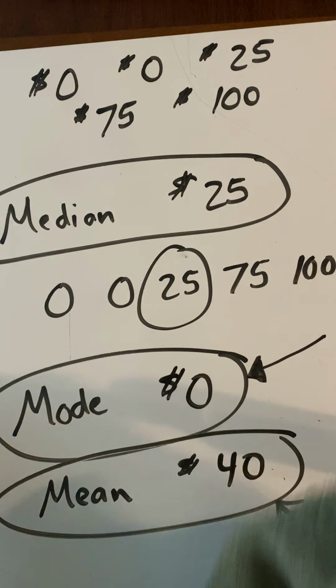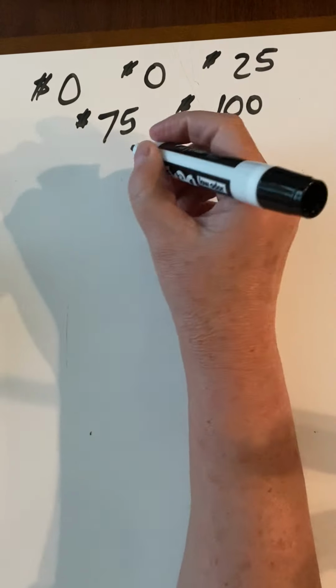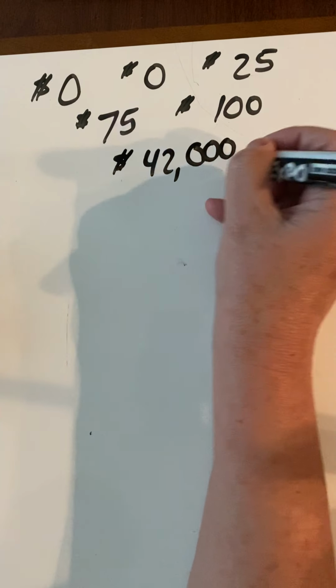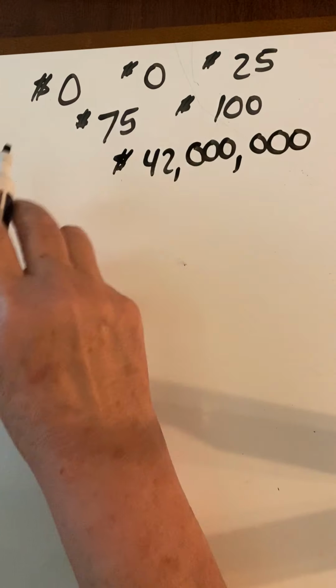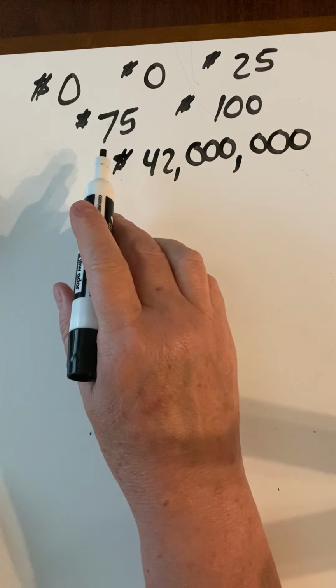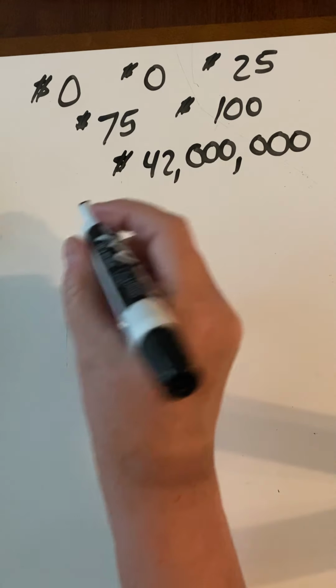Let's look at the same data, but now I'm going to add another data point. The data point I'm going to add is Scrooge McDuck. He makes $42 million in the past 6 months. All right, so we had all these other people, the 5 people in the classroom, they made 0, 0, 25, 75, 100, and then Scrooge McDuck comes and he makes 42 million.